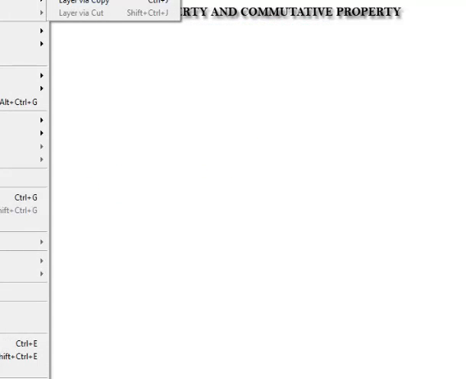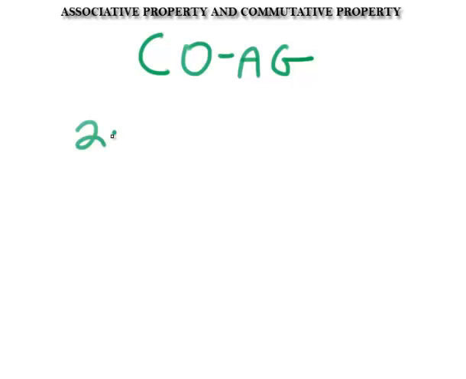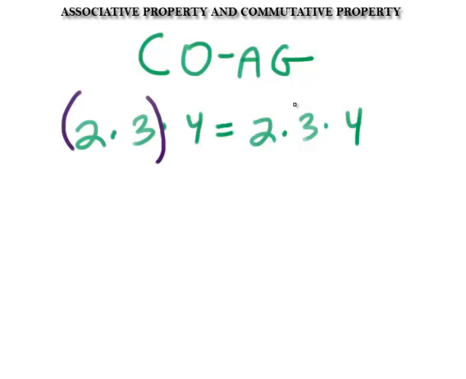Alright, let's take another example. Again, let's think back to COAG. It's a nice way to remember which property is which. So again, let's take this example, 2 times 3 times 4 on the left hand side. Let's keep the order the same, so 2 times 3 times 4 as well on the right hand side. But we're going to group the left hand side with parentheses on the 2 times 3, and on the right hand side we'll put it around the 3 times 4.